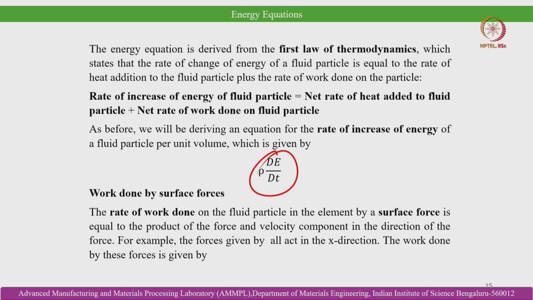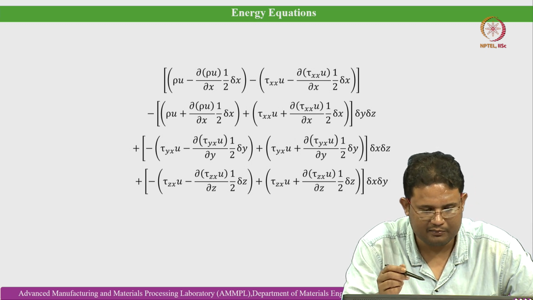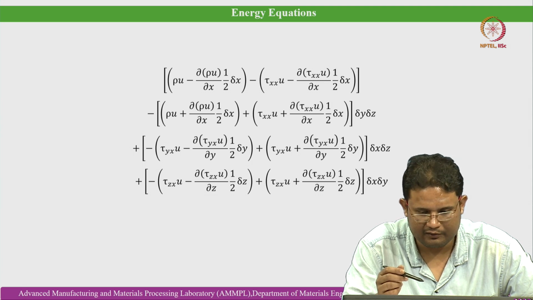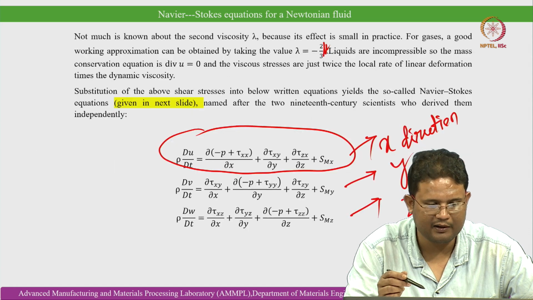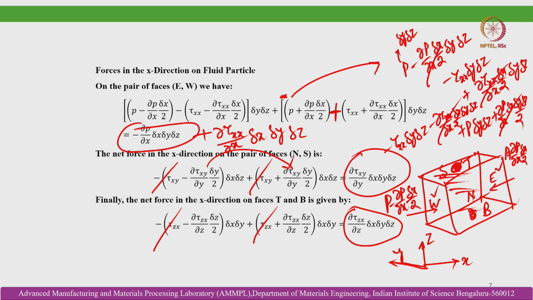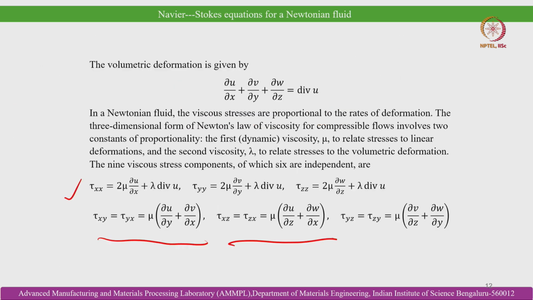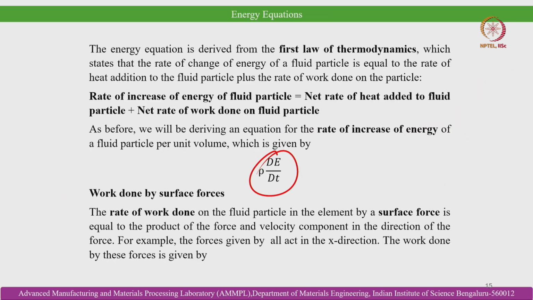So, the work done by these forces is given as (rho u minus del x rho u delta x by 2 and minus tau xx) into u. It is quite similar to the treatment we have done before, only we are multiplying it with u. If you look at what we did for the momentum equation, if I go back and show you, it is a similar treatment that we are doing here again for the derivation of the energy equation.